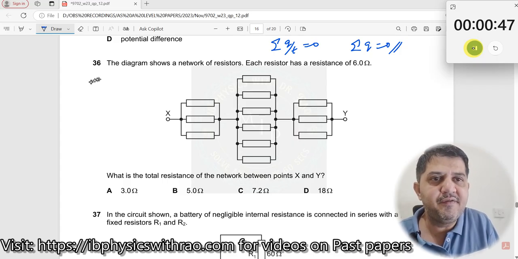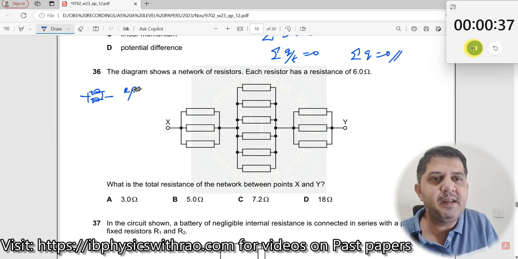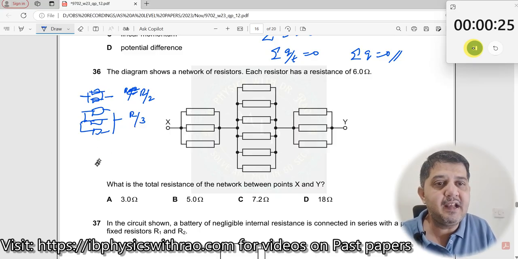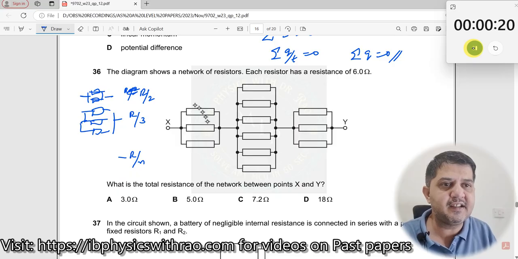So usually when you have identical resistors, let us say two resistors which are parallel to each other, like this, the effective resistance would be R by 2. If I have three resistors like this over here, the effective resistance will be R by 3. If I have n resistors over here, the effective resistance will be R by n. So using that logic, let us solve this one here.